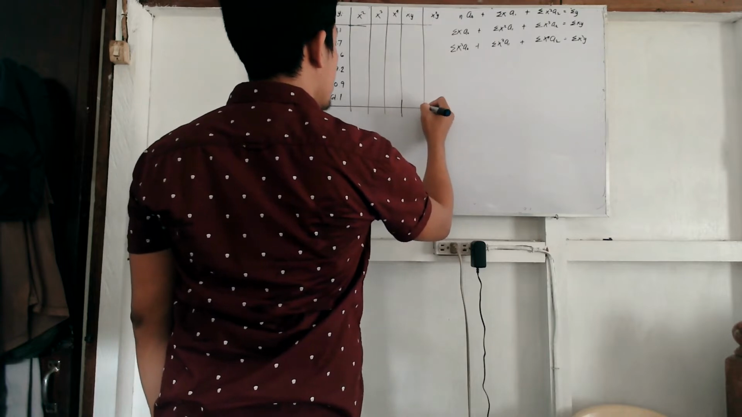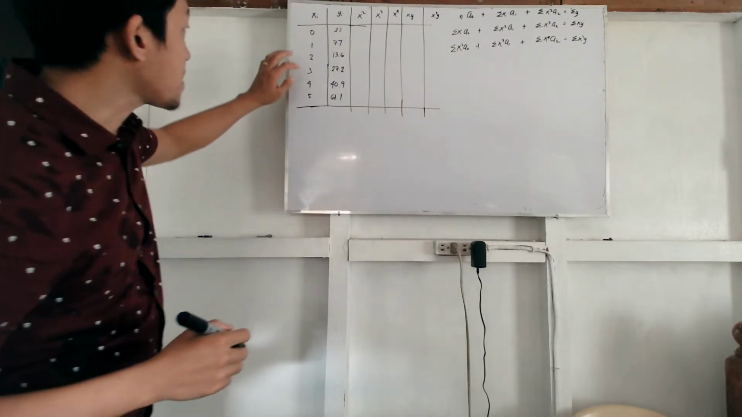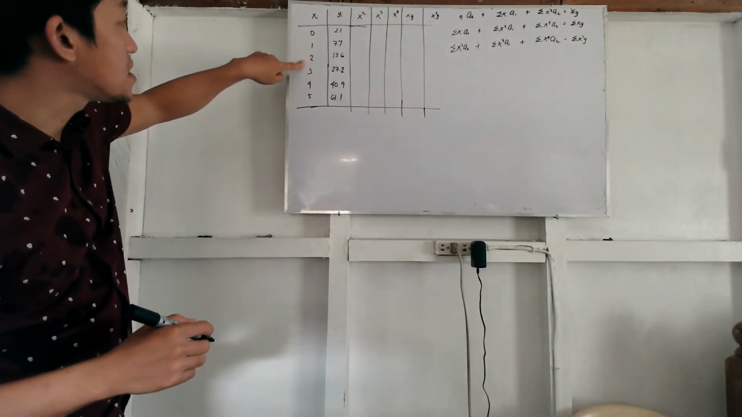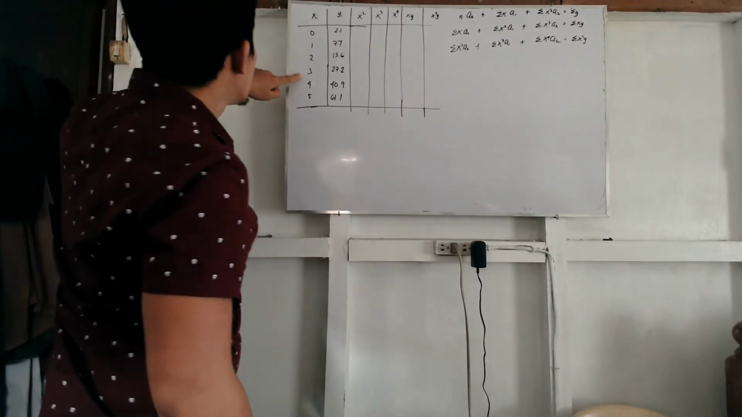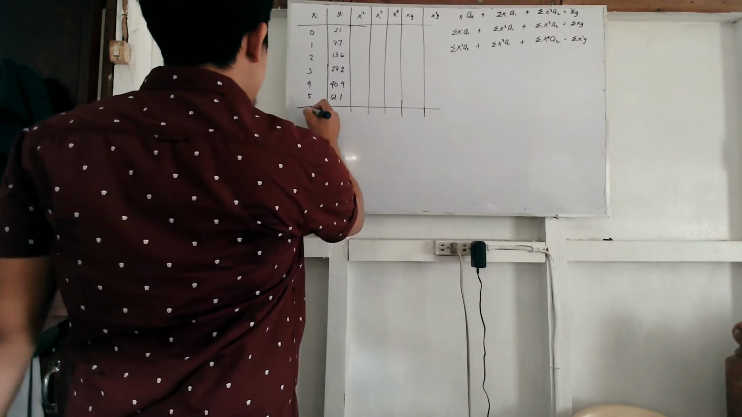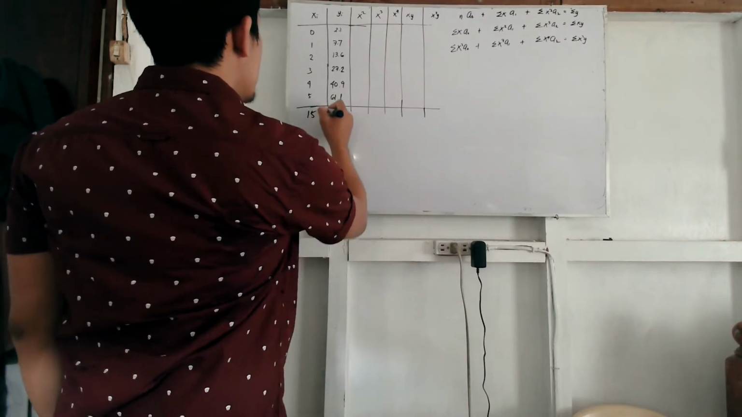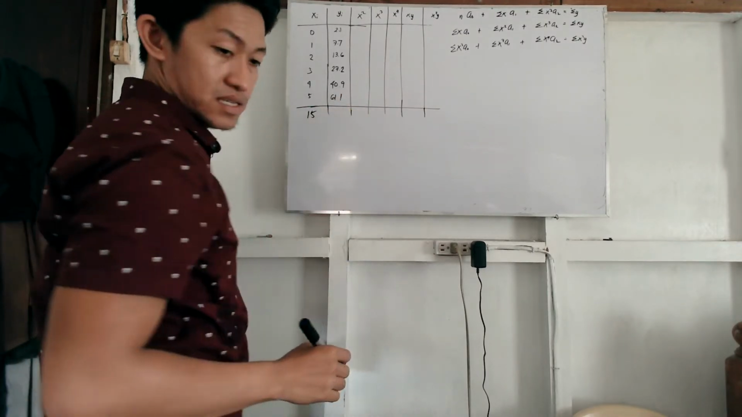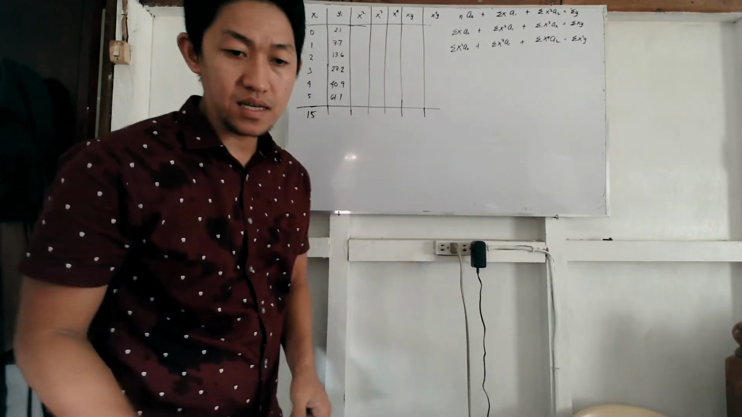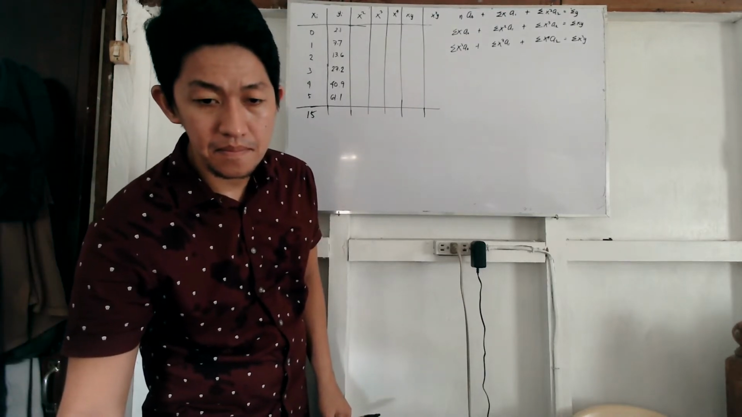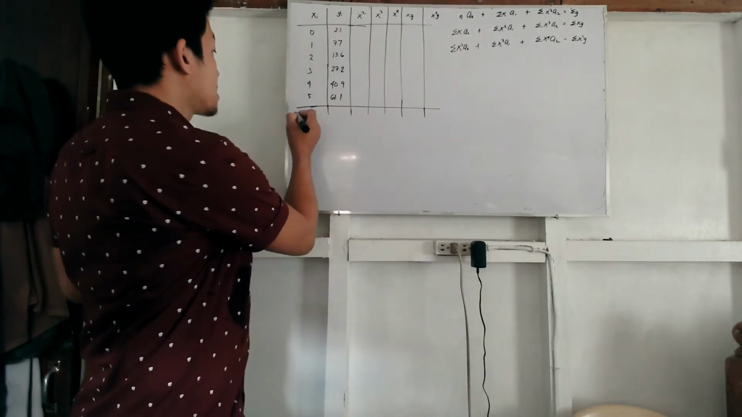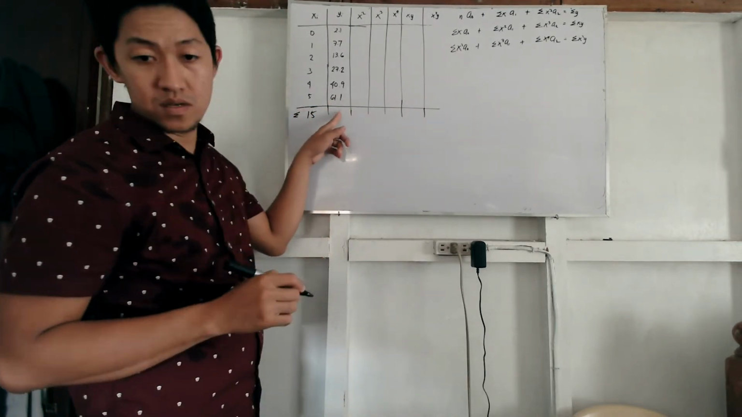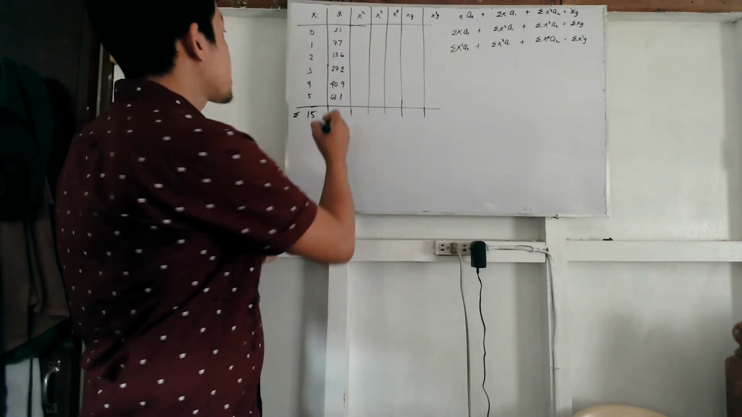So, summation of x: add 1, 10, 15. Okay? And summation of y is 152.6.